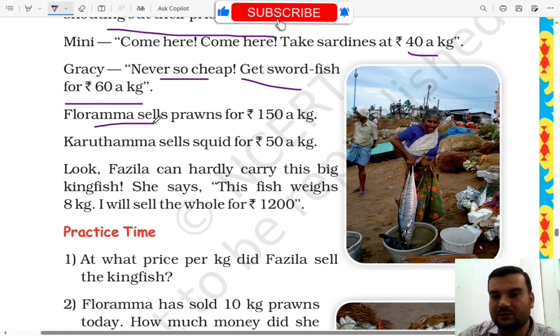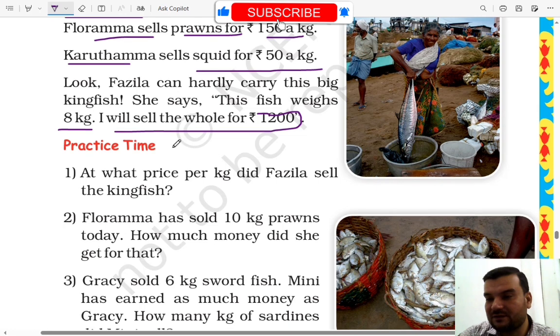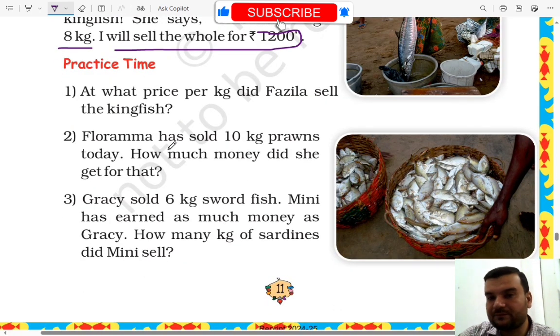Floramma sells prawns. There is one Floramma who is selling prawns for 150 rupees a kg, and Kuruthamma sells squid for 50 rupees a kg. Look at Fazila, she can hardly carry her bag, a kingfish. She said, this fish weighs 8 kg. I will sell the whole for 1200. So the weight of the fish is 8 kg, and she says that she will sell it for 1200.